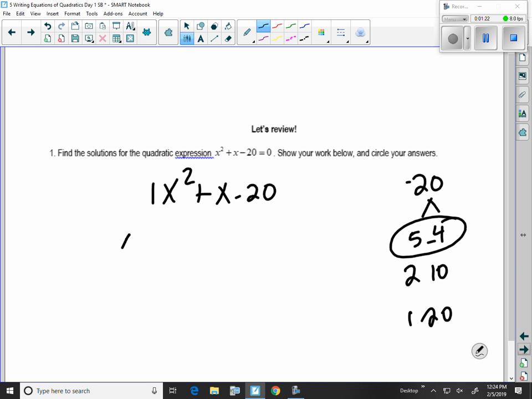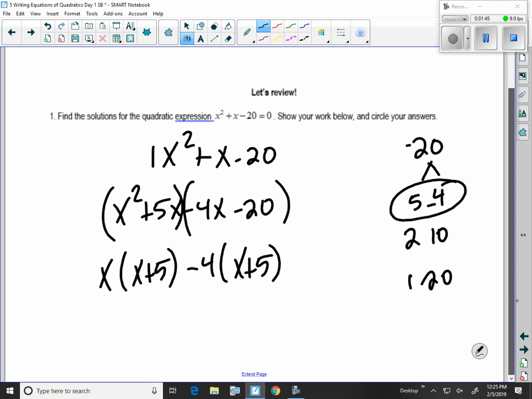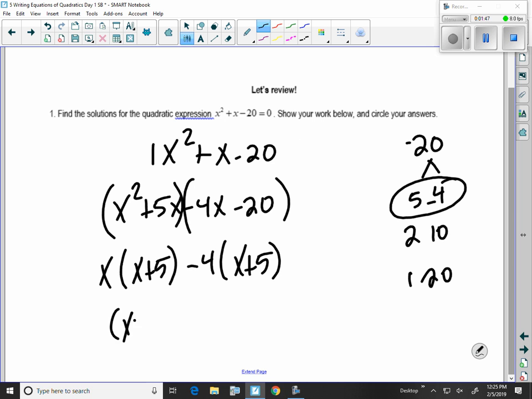Okay, now we can split our middle terms, and it doesn't matter which one goes where. You can do the minus 4x and then the plus 5x, however you want to do it. Group, and then get your parentheses or your factors. Okay, so we have x plus 5 and x minus 4 as our factors.